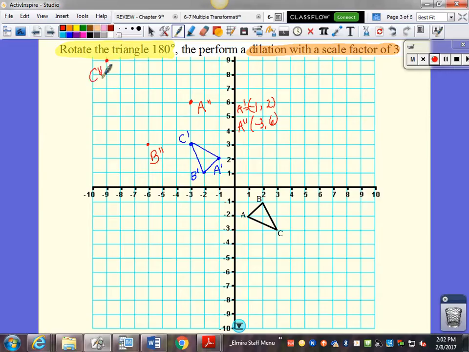Okay? Don't forget letters. Don't forget double primes. Guys, it is not full credit if you leave that stuff off. Okay? So that's doing the front side of your homework.